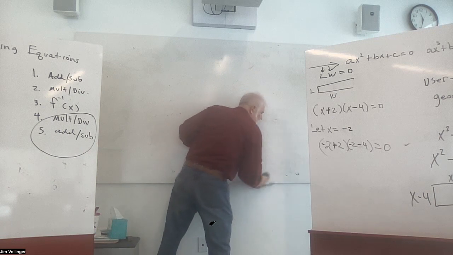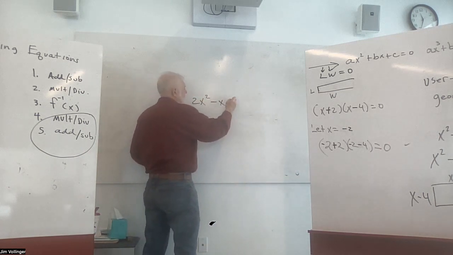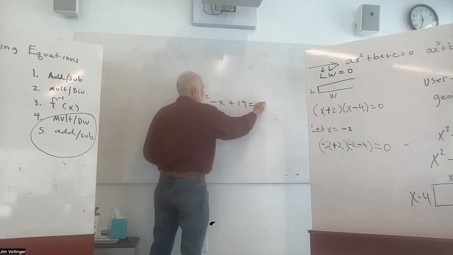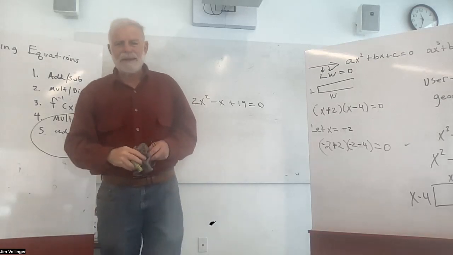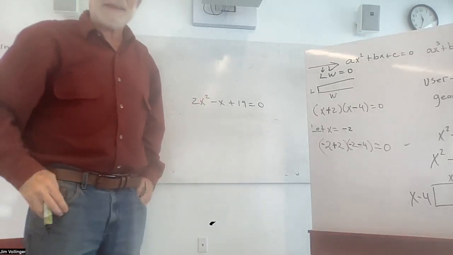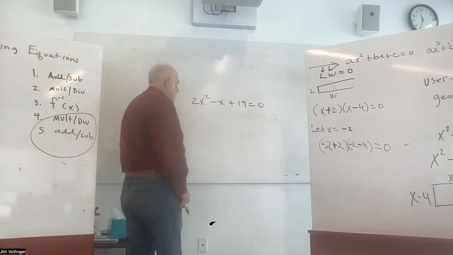And when they're not user-friendly, I know this is a... 19 equals 0, a problem like that. It's not user-friendly. Can't really write that as a product right now. I don't think anyway. I hadn't thought about it long enough, but I doubt you can.